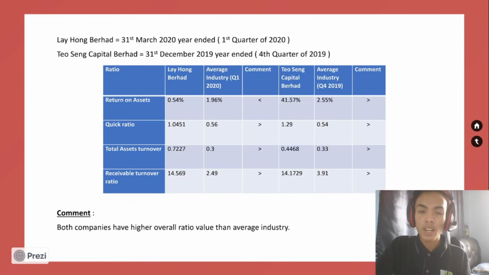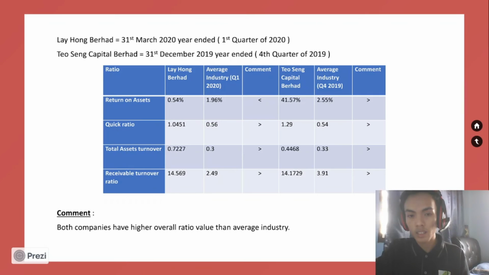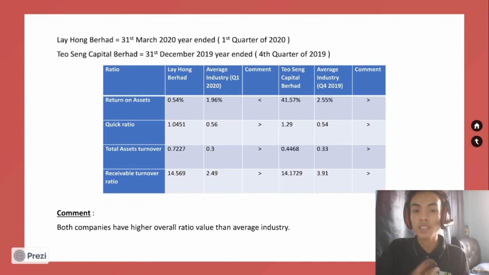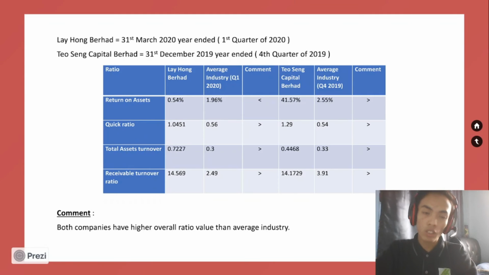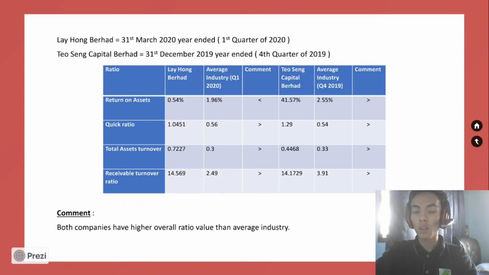Based on the table, I have found four ratios from both companies that we can compare with the industry average analysis. Since our two chosen companies have different accounting periods, we need to compare with the average industry analysis based on year ended. Lai Hong Berhad has an accounting period of 31st March 2020 year ended, so we use the first quarter of 2020 average industry, while Teoseng Capital Berhad has an accounting period of 31st December 2019 year ended, so we use the fourth quarter of 2019.